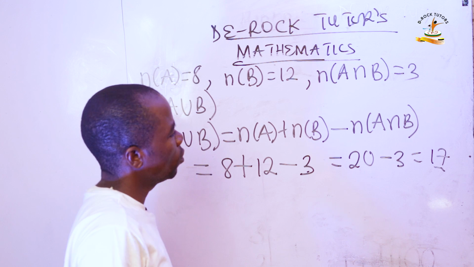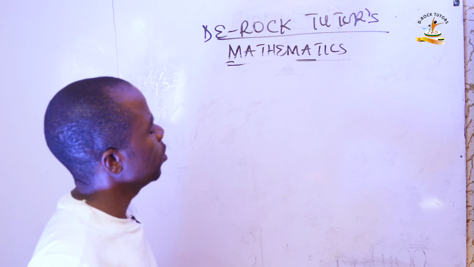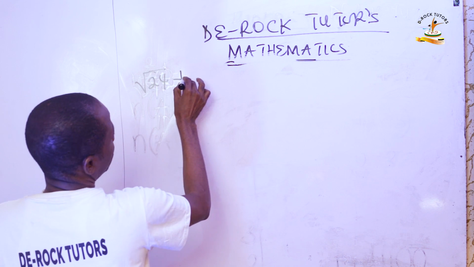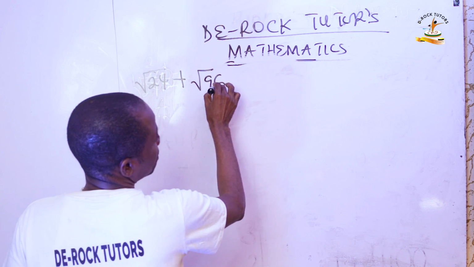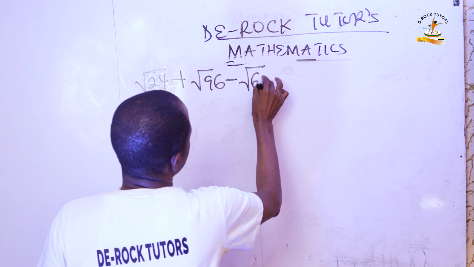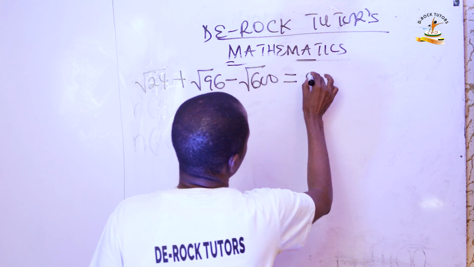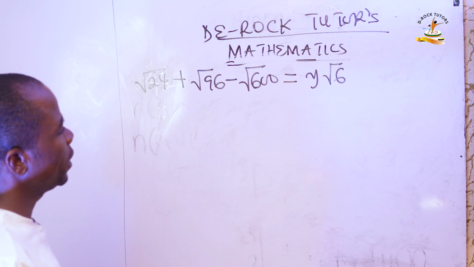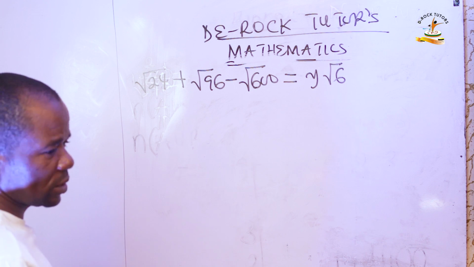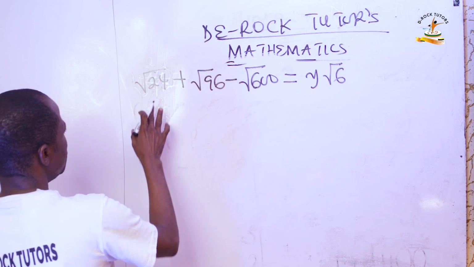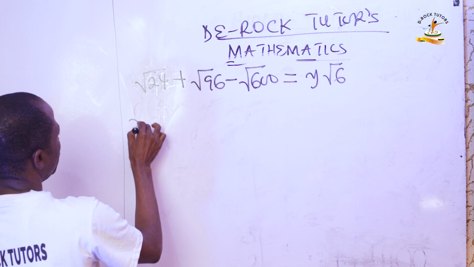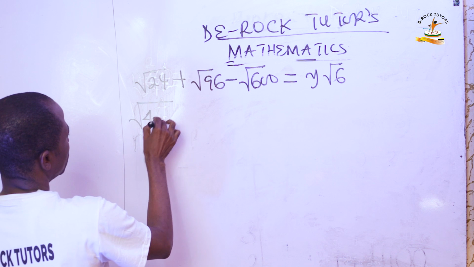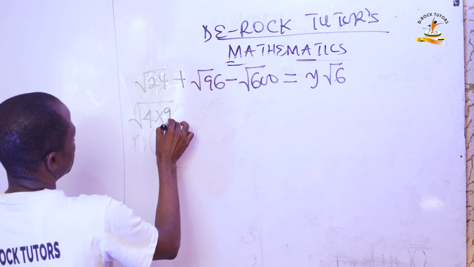Let's go to number 4. The question says the square root of 24 plus the square root of 96 minus the square root of 600 equals y root 6, and we are asked to find the value of y. This is under Surds. All we need to do is break down 24 into some of its factors. 24 can be written as the square root of 4 times 6.